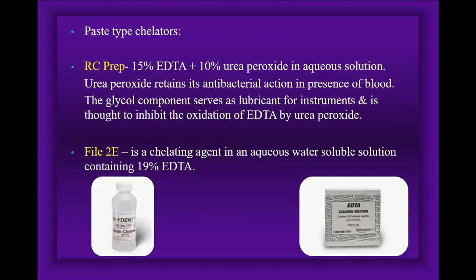Paste type chelators, RC prep, 15% EDTA plus 10% urea peroxide in aqueous solution. Urea peroxide retains its antibacterial action in the presence of blood. The glycol component serves as the lubricant for instruments and is thought to inhibit the oxidation of EDTA by urea peroxide. Phi2E is a chelating agent in an aqueous water soluble solution containing 19% EDTA.